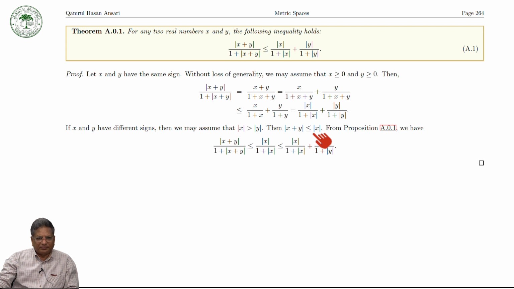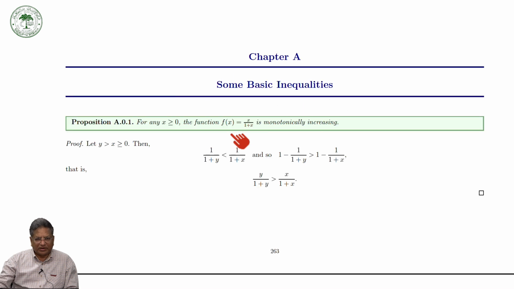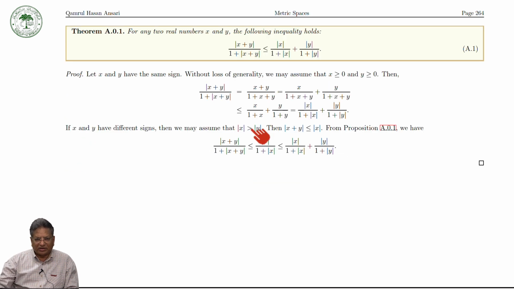And again, by the previous proposition, where we have proved that the function x upon 1 plus x is monotonically increasing, and here mod of x plus y is less than mod of x, that function is monotonically increasing. By using this function, we will get this one, and therefore this holds good. So this is a very simple one.